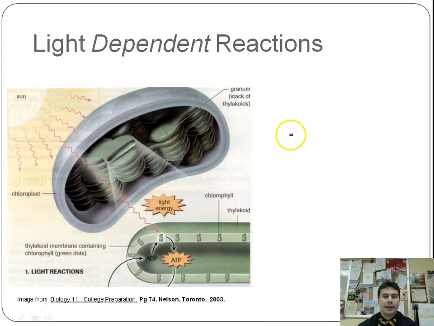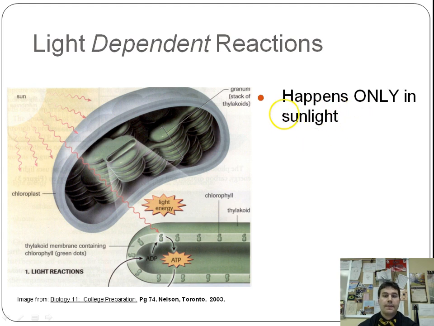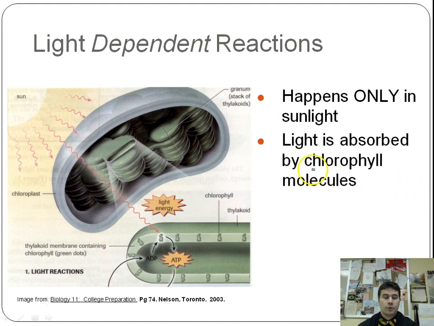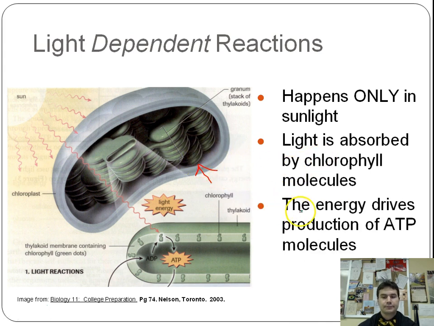So remember when I was talking about the light dependent reactions? This only happens in sunlight, like I said before. No sun, no light dependent reactions. So the light is absorbed by the chlorophyll molecules, which are found in these thylakoids. You can see a really good picture over here. And take a look right there. You can just see them stacked and stacked and stacked and stacked. And then light is absorbed by the chlorophyll molecules that are living inside those thylakoids.